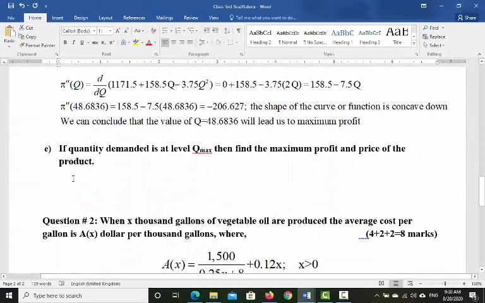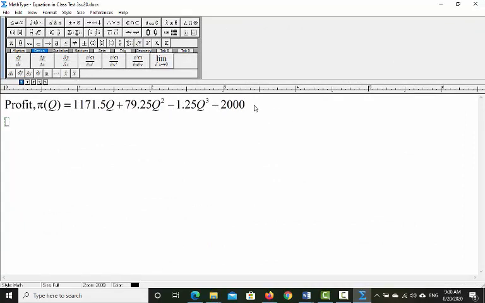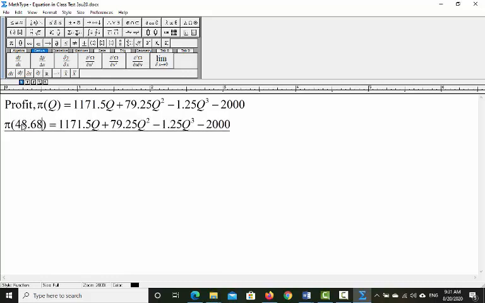So this is the profit function we have. We have already proved that when the value of Q is 48.6836, in that case profit is maximum. We have already proved it.